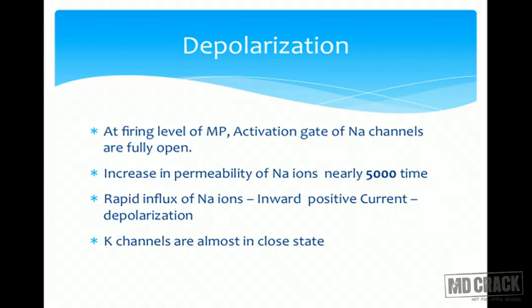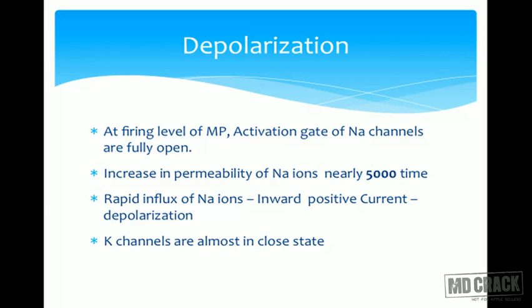Let's try to understand the first phase, that is the depolarization. So who takes the membrane potential to the firing level or the threshold level? Any stimulus of sufficient strength, which we call the threshold stimulus. Right? A subthreshold stimulus will not generate the action potential because it will not take the membrane potential to the threshold level. It changes the membrane potential slightly, such as from minus 70 it can become minus 65. But this minus 65 level is not a firing level.